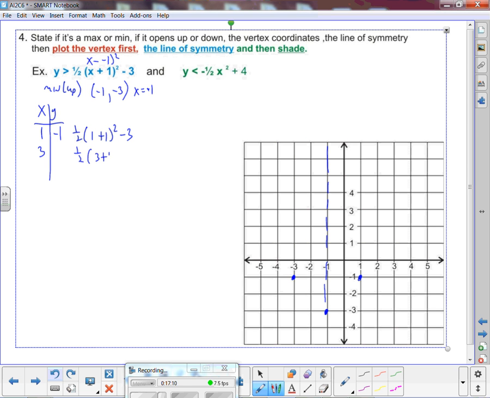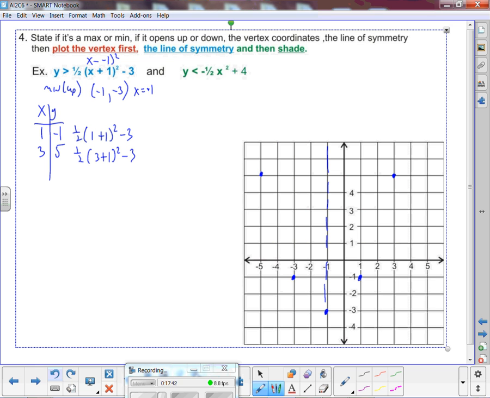1/2, 3 plus 1, quantity squared minus 3, right? 1/2. Put in 3 where the variable is. Okay, let's look in here. 3 and 1 is 4. 4 squared is 16. 16 times a half is 8. 8 minus 3 is 5. We have the 0.35. We're right here. 3 to the right, 5 up. I am 4 to the right of the line of symmetry. I go 4 left. And therefore I'm at -5.